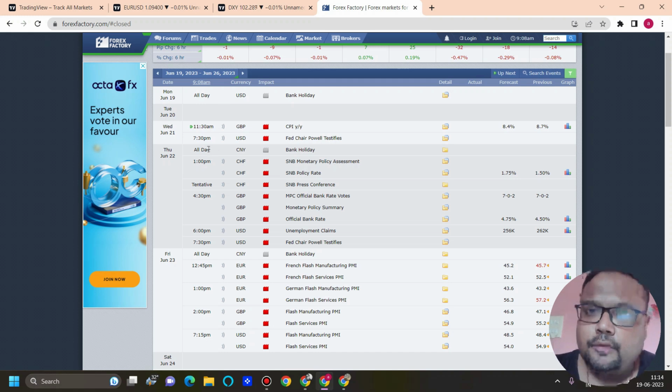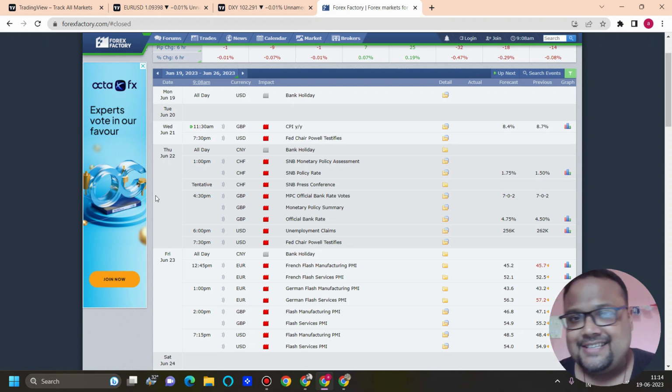Whenever there is less volume in the market, always be careful, because either the market will remain very slow and silent, or the market may show you unexpected spikes. So be careful.